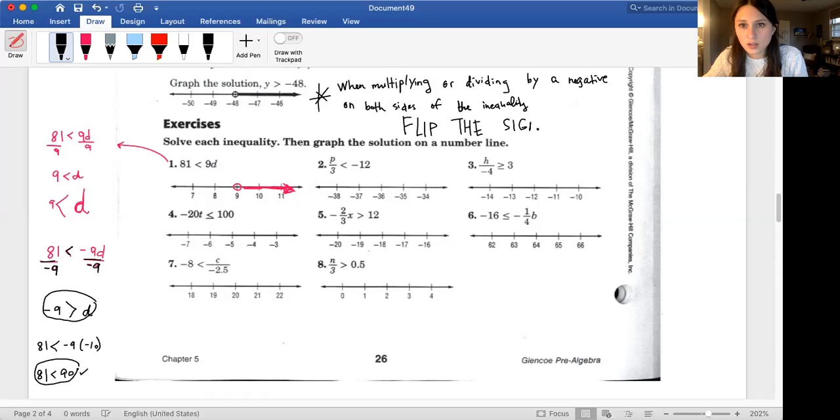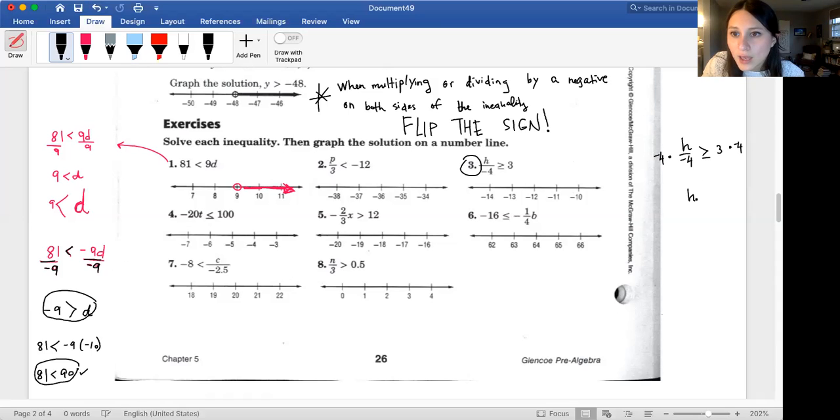S-I-G. Flip the sign, okay? So let's take a look at this. Let's do number 3, okay? To get h by itself, I have to multiply by -4 on both sides.